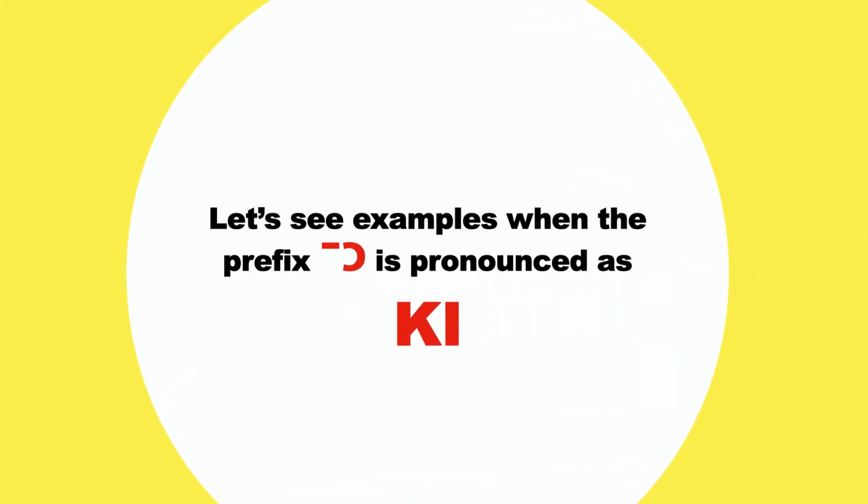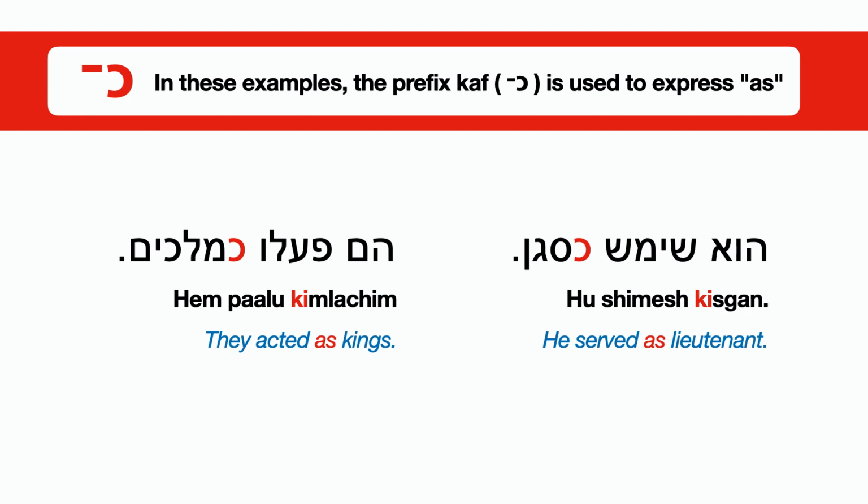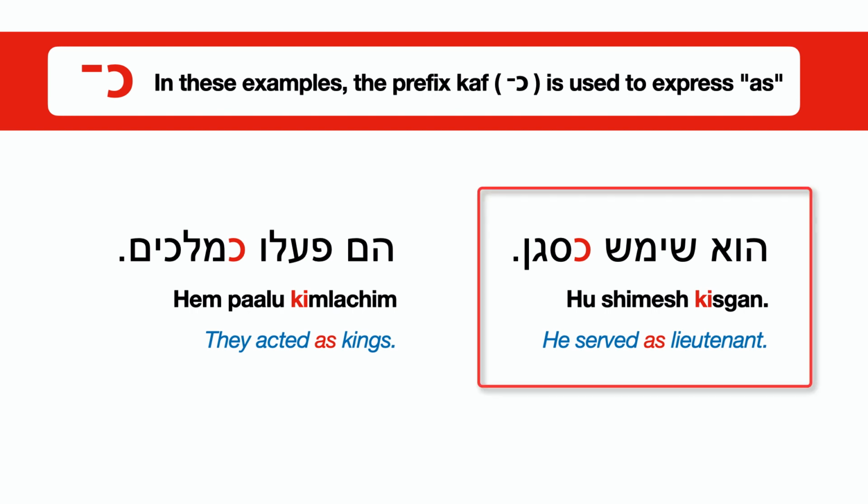Let's see examples when the prefix kaf is pronounced as ki. In these examples, the prefix kaf is used to express as. On the right, we have hu shimesh kisgan. Hu means he, shimesh means served, ki here means as, and sgan means lieutenant or deputy. Hu shimesh kisgan. He served as lieutenant.